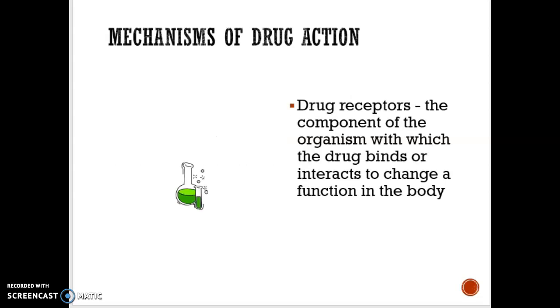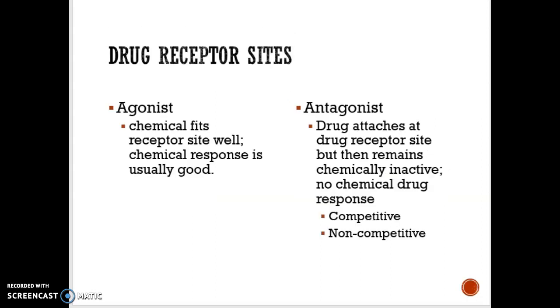When we talk about drug action, we're looking at drug receptors. The receptors are the component of the organism with which the drug binds to interact or change the function in the body. There are two types of drug receptor sites, agonist and antagonist. They were originally thought to be binary switches, so you either activated something or you turned something off. But now we know that agonists turn the switch on, so to speak, and antagonists block the receptor. The receptor is actually a continuous switch, with its resting state being between on and off.